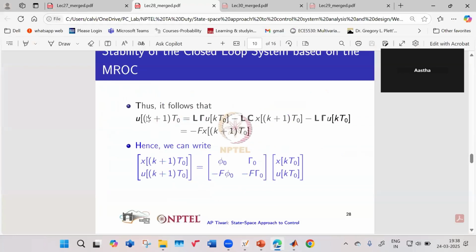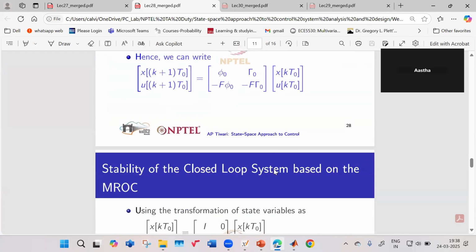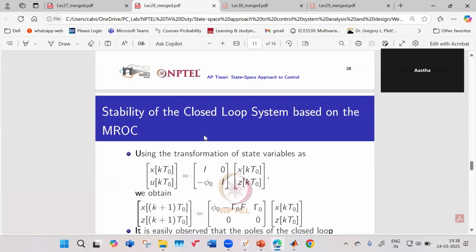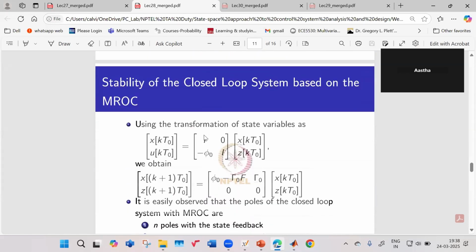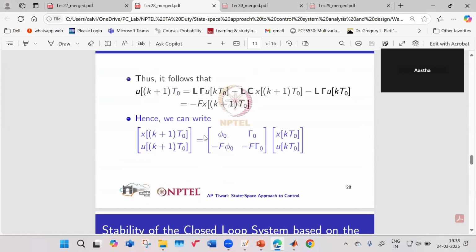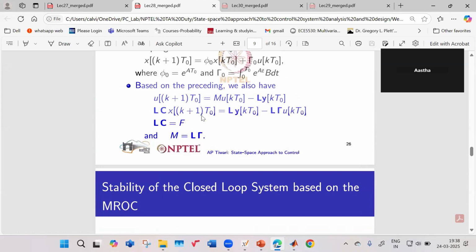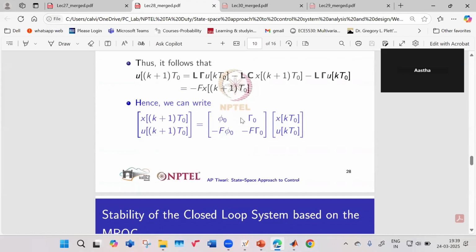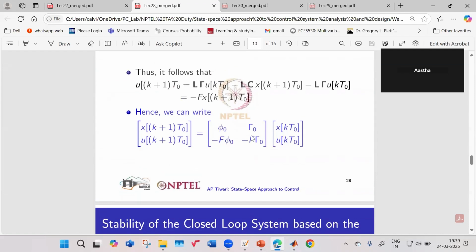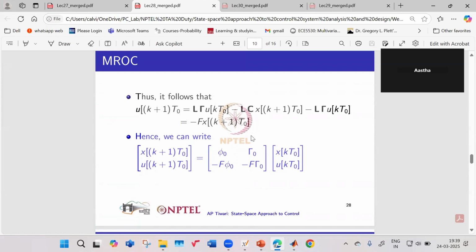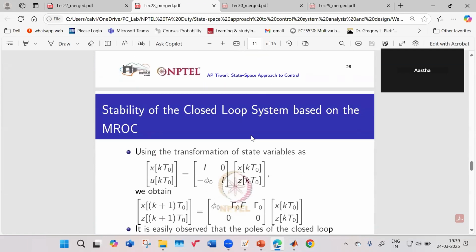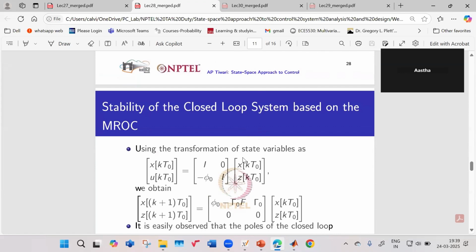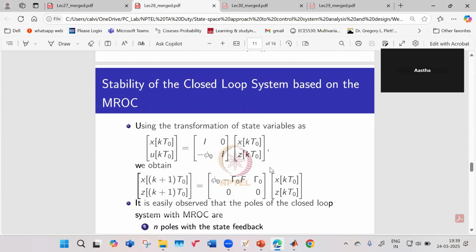So now what do we get? u of k plus 1 T0 is minus F into phi naught. Let us see what this phi naught is. What have they defined phi naught to be? Phi naught gamma naught minus F into phi naught minus F into gamma naught. Check this. Using the transformation of state variables, we get it in this form.